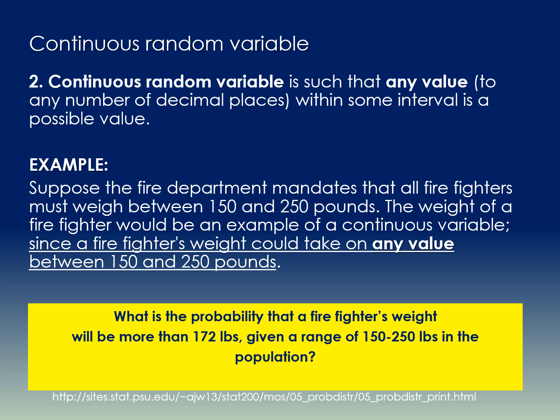So let's take a look at the example here. Suppose the fire department mandates that all firefighters must weigh between 150 and 250 pounds. The weight of the firefighter would be an example of a continuous variable, right? You can't slice that salami thin enough. There's a ton of different outcomes. Why? Since the firefighter's weight could take on any value between 150 and 250 pounds. So you have this almost like a smear of potential outcomes now that you've moved away from a discrete variable to a continuous variable.